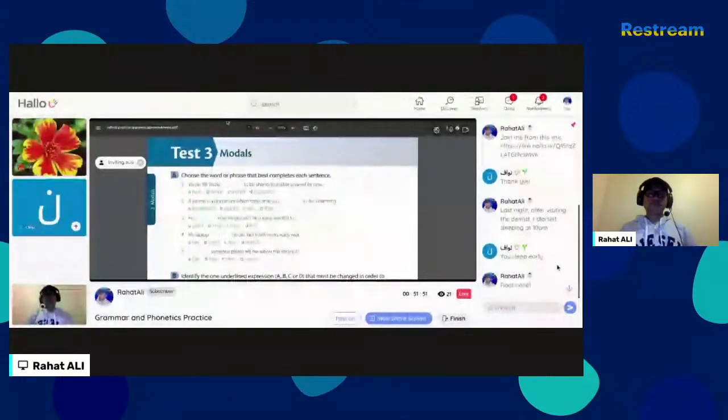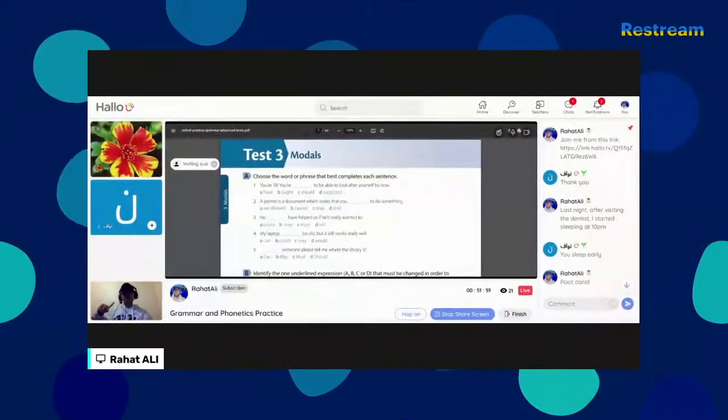Modal verb. Modal verb is three kinds, three types of form, teacher. Okay, can you give me a second, please? I'll be back in 1 minute. Yes, teacher.